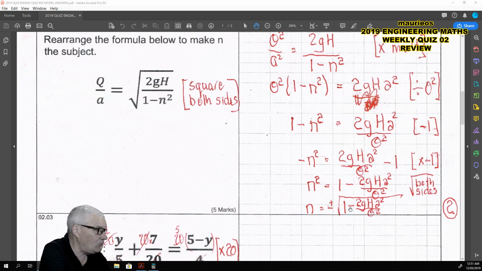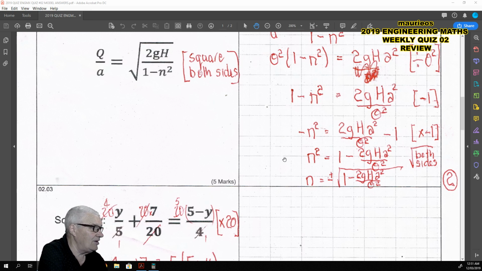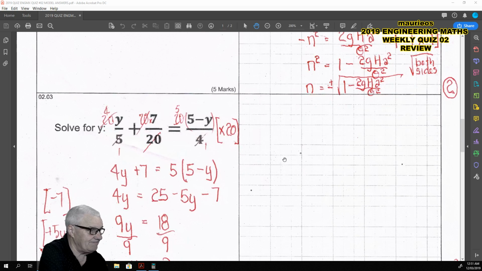N equals plus or minus the square root of 1 minus 2g ha squared over q, or theta squared, whatever q it is. I think I've given it another thing there. You get the idea. 2 points for that. 2 down, 3 to go.